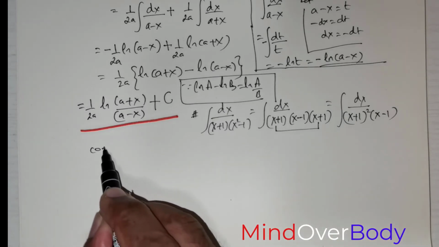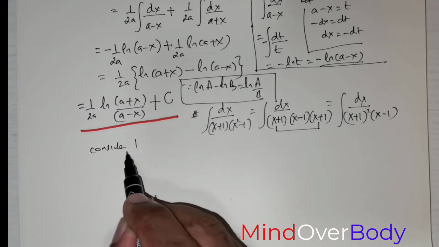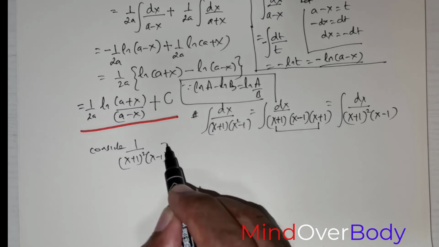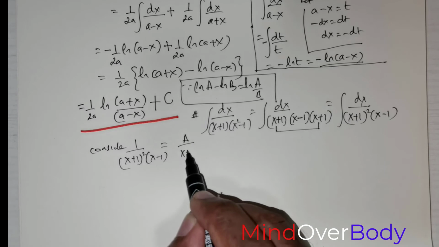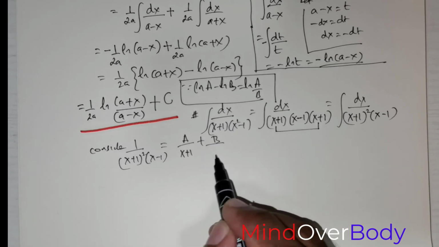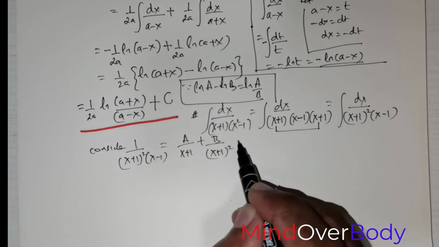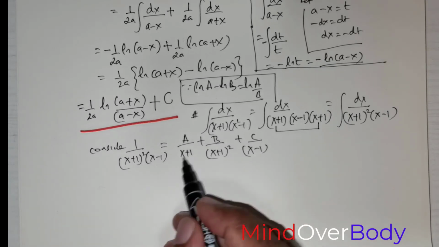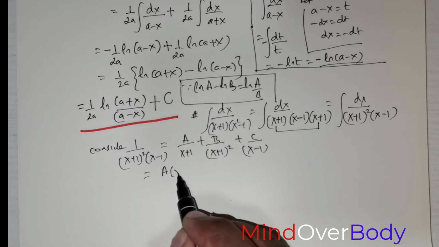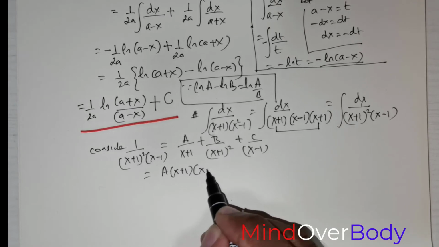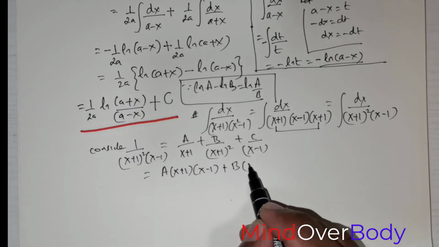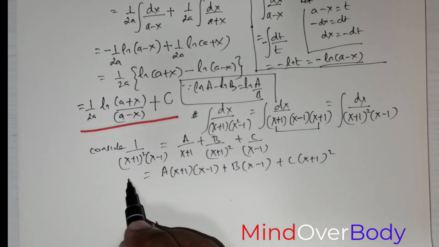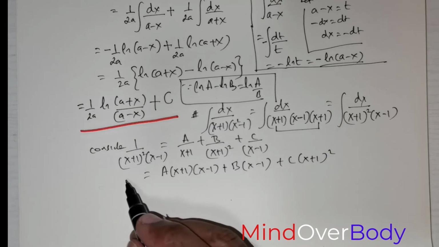Now I'm going to consider the integrand. So consider 1 over (x + 1) raised to the power of 2 times (x - 1). I'm going to rewrite this as a over (x + 1) + b over (x + 1) raised to the power of 2 + c over (x - 1). Now cross multiplying would give me a times (x + 1)(x - 1) + b times (x - 1) + c times (x + 1) raised to the power of 2. On the left side I'm going to get 1.